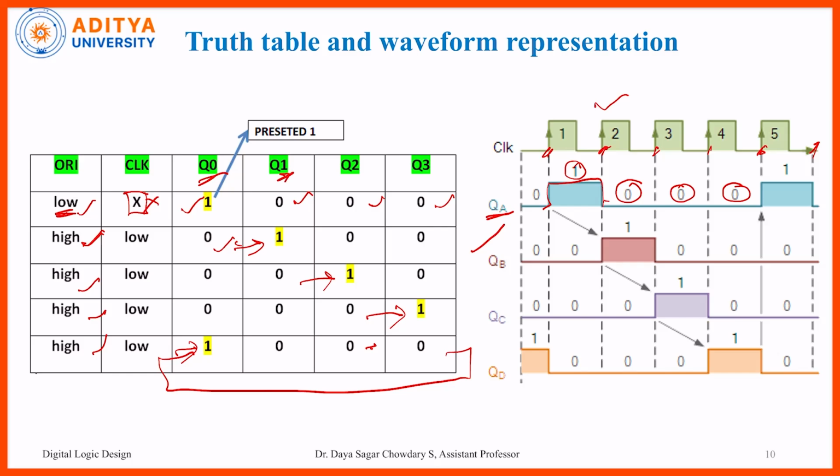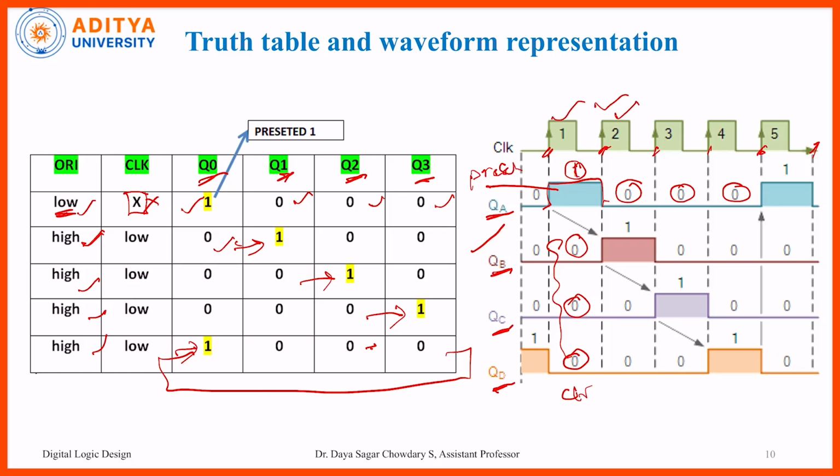Now Q1 is nothing but QB, Q2 is nothing but QC, and Q3 is nothing but QD. So whatever the 1, this 0, this 0, this 0. That means these 3 are on the clear signal, and only this one is on the preset when the clock signal is enabled. That is the concept.